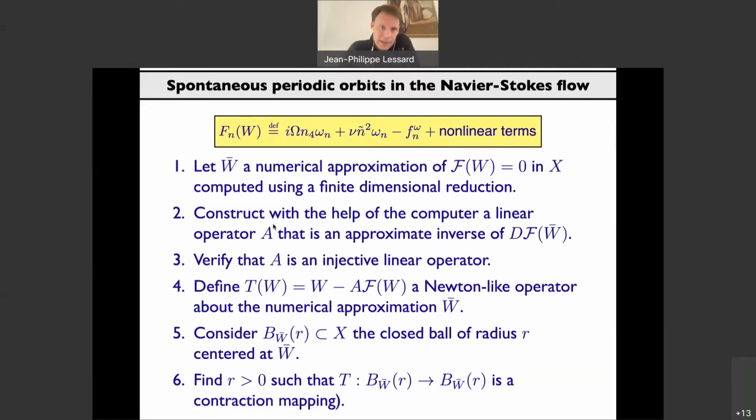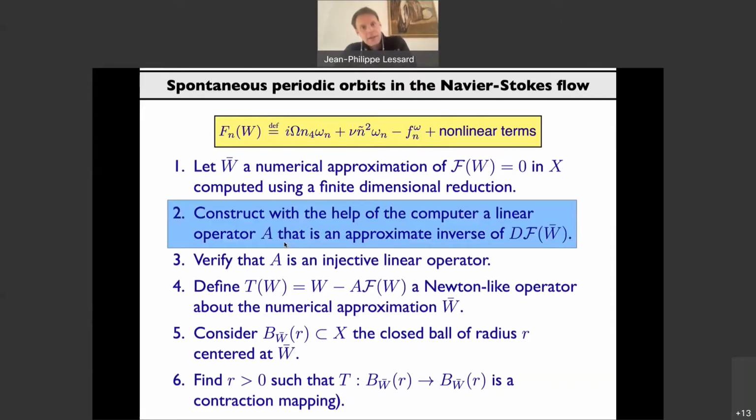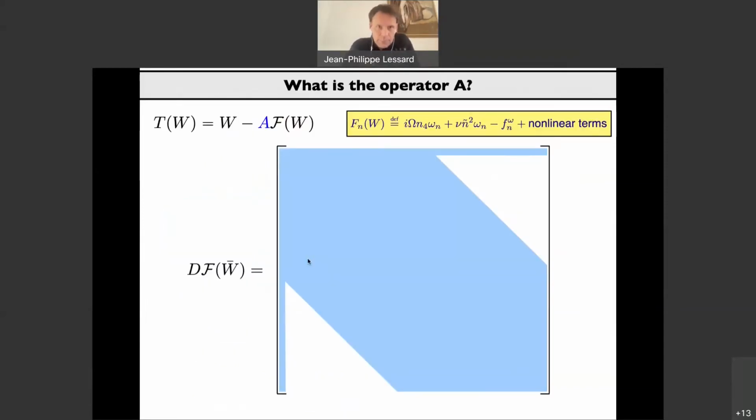I will give details on that second part. After that, we have to build these bounds to show that we do have a contraction. What I will do now is show you how to compute a linear operator A. We want to construct a Newton-like operator, and when you look at the map that we want to solve, it has the following form.